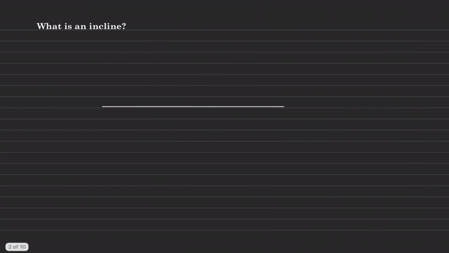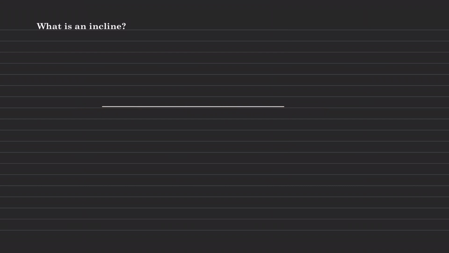Well, I do believe you know what an incline is. However, I would like you to think about it in a slightly different way than what you probably have seen. I like to think of an incline as a deviation from the horizontal. So imagine I have this surface. I'm looking at it side on. So this is a flat surface.